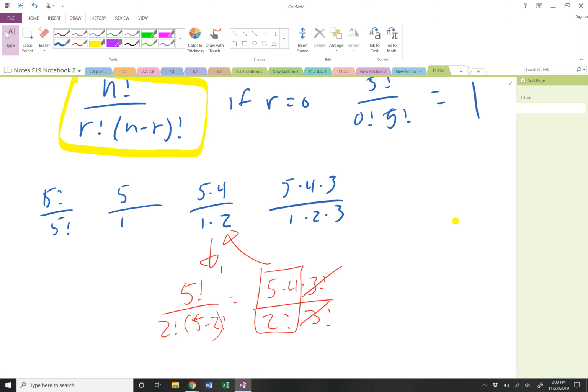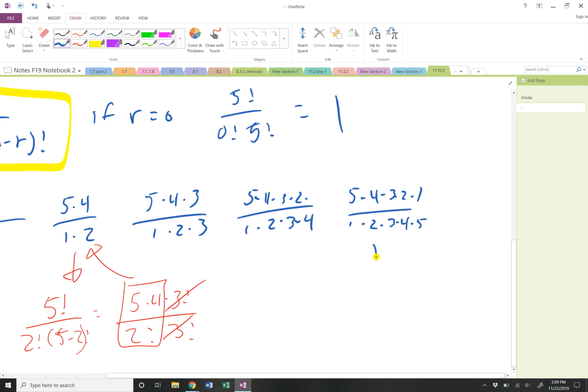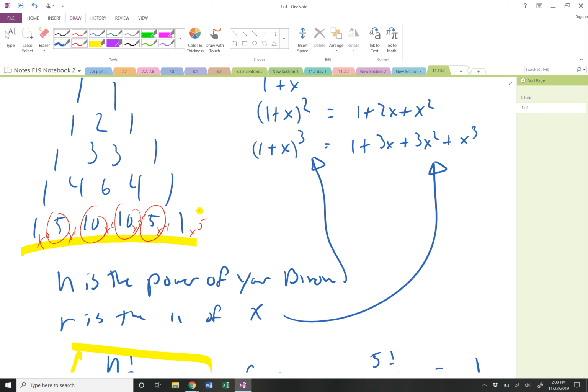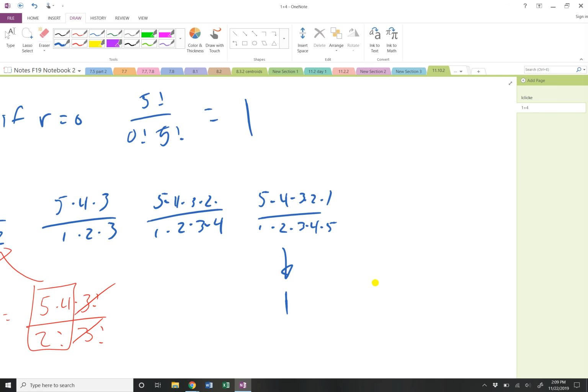Okay? So if you keep writing these down, 5 times 4 times 3 times 2 times 1 over 1 times 2 times 3 times 4, and then 5 times 4 times 3 times 2 times 1 over 1 times 2 times 3 times 4 times 5. Well, that just becomes 1, right? And that is the coefficient of this term, x to the 5th. What happens if you try to go one more time?